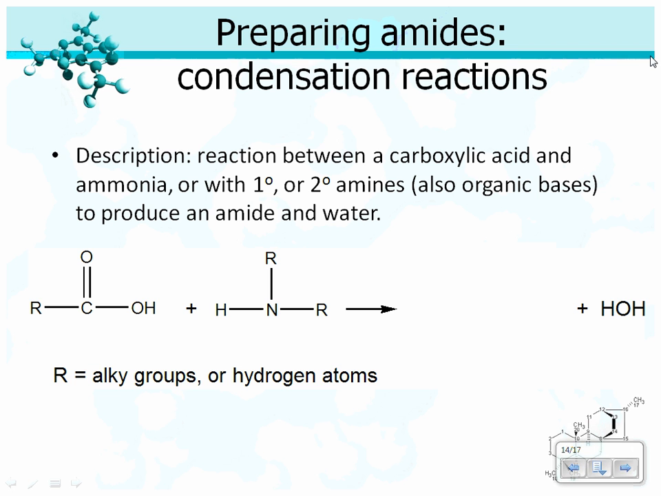All right, preparing amides, condensation reactions. Hey, guess what? These are the last reactions that you need for your flowchart. So, description, it's a reaction between a carboxylic acid and ammonia, or with primary or secondary amines, also organic bases. What happens? You make an amide and water. So, this is very similar to how an ester was formed. You're basically going to remove water. So there's my H2O, I'm going to remove that. This nitrogen is now going to bond to that carbon. And we get your amide group, plus water at the end.